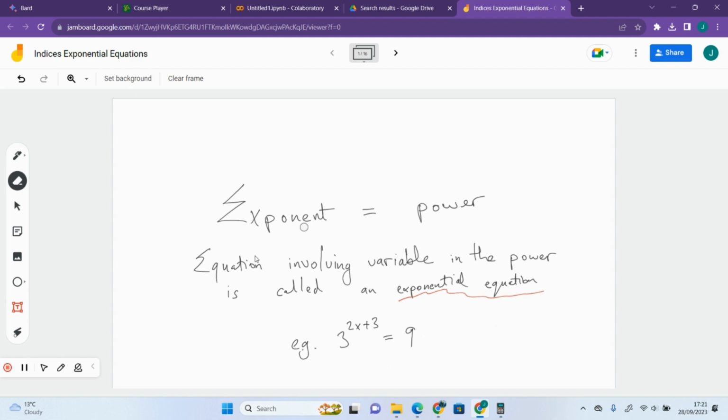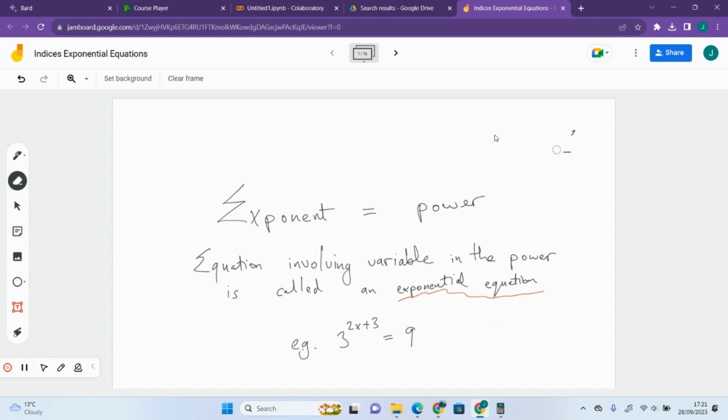Now, in the context of indices, when you have an equation involving a variable in that power, something like 4 to the power of 2x plus 1, so the x in this case, and it's set to something else like 2 to the power 3, we call that an exponential equation because there are exponents involved on both sides and at least one of them has a variable. So that's another example there. That's what we're talking about.